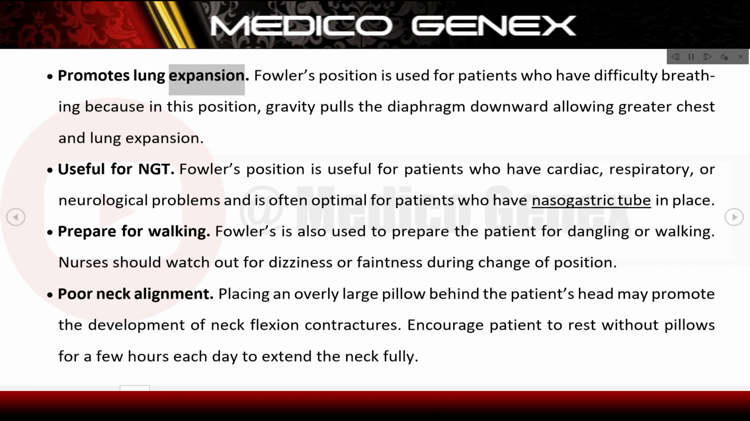Promotes lung expansion. Fowler's position is used for patients who have difficulty breathing because in this position, gravity pulls the diaphragm downward, allowing greater chest and lung expansion. Useful for NGT. Fowler's position is useful for patients who have cardiac, respiratory, or neurological problems and is often optimal for patients who have nasogastric tube in place.